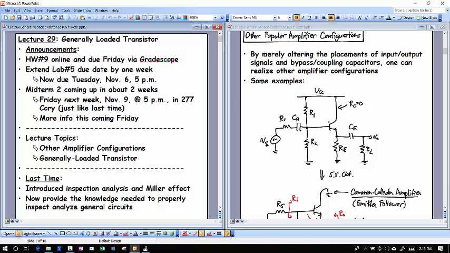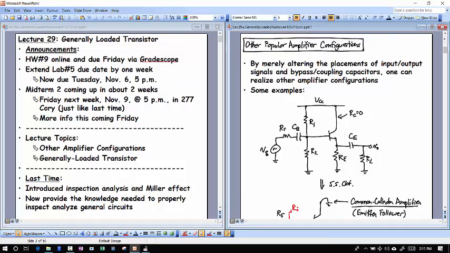Okay. All right. So let's talk about inspection analysis some more. I did it last time, but I didn't give you all the tools that you need to be able to do it in a general sense. And so that's what I want to do as part of today. And so before doing that, let's just understand why we want to do this. So first of all, we're going to have multiple transistor circuits.